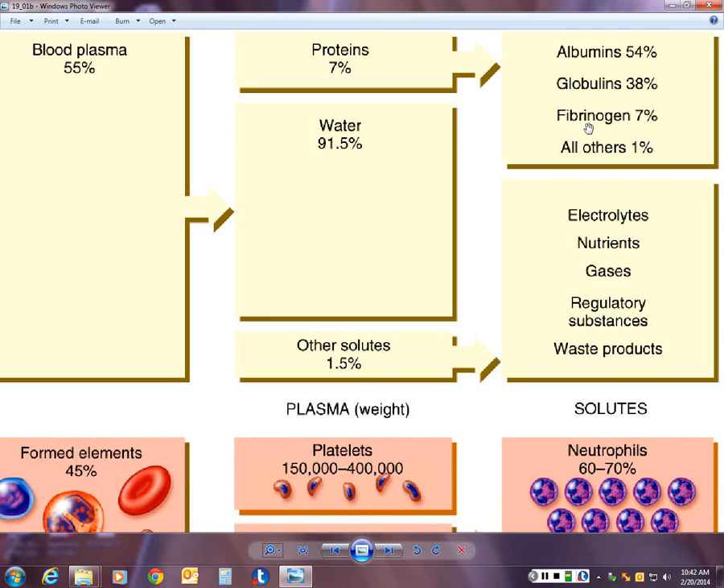So, that's a quick summary of what you would find in plasma. Like I said, keep in mind some examples of the other solutes, the fact that it is mainly water, and when we look at those plasma proteins, you should definitely know many of them come from the liver, and that they also play a role in your body's ability to maintain fluid balance.